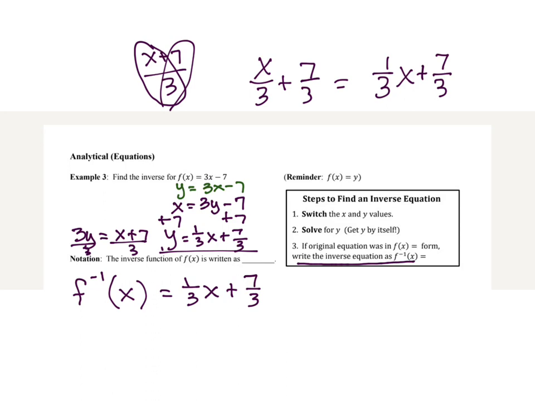That f to the -1, it looks like f to the -1 power. It's not a power. It's a notation that says this is the inverse function. Okay, so the inverse function of f of x is written as f inverse of x.